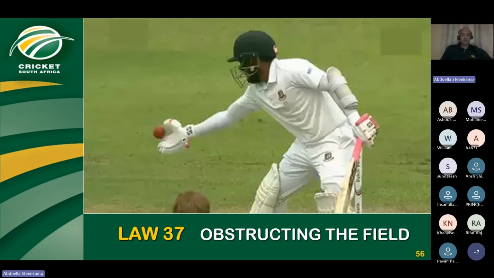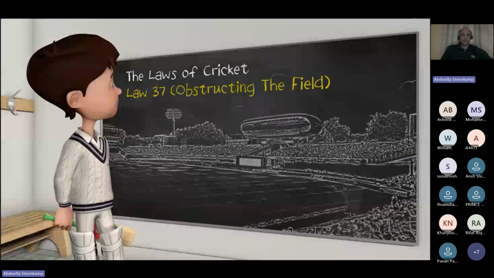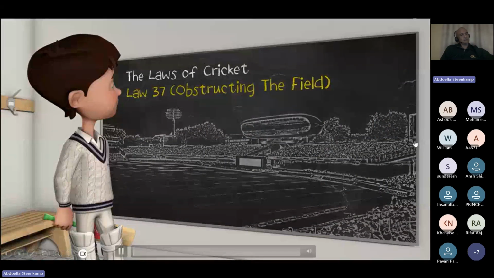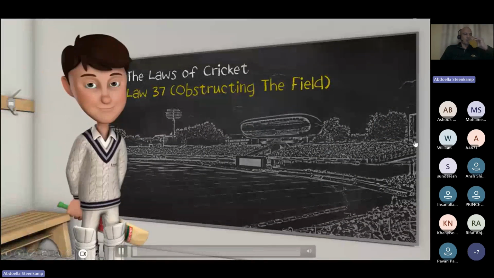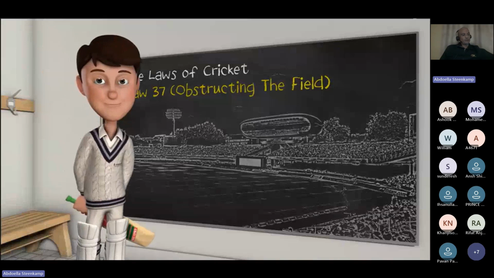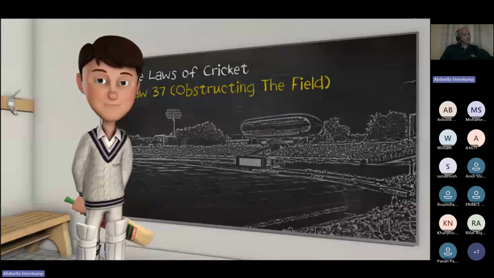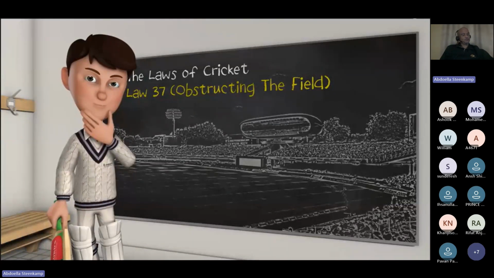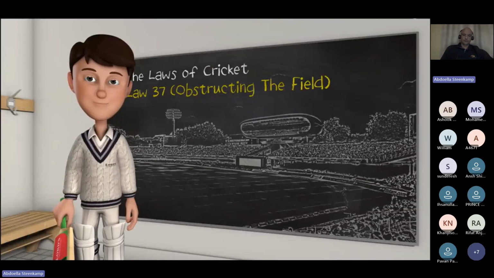Obstructing the field. Let's look at the animation video first. Obstructing the field. A batsman is out obstructing the field if he or she willfully attempts to obstruct or distract the fielding side by word or action. Like this, for example. Thank you, Tommy.